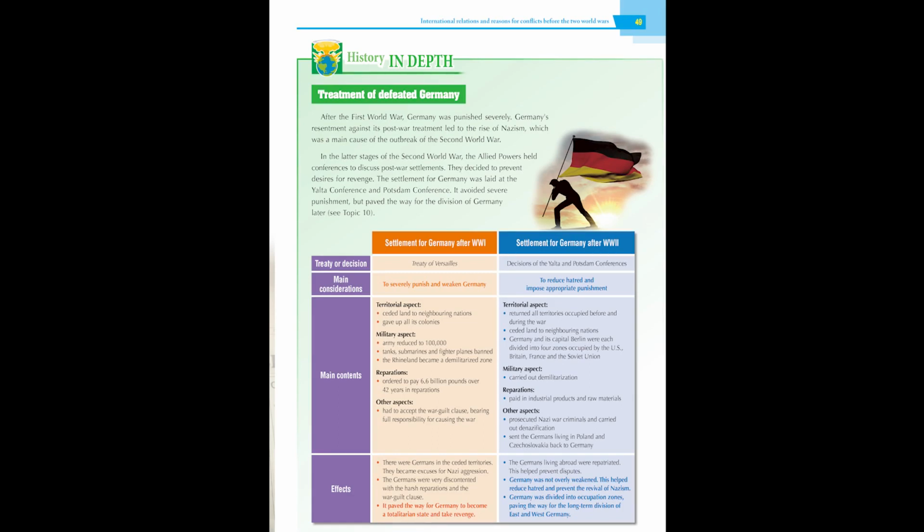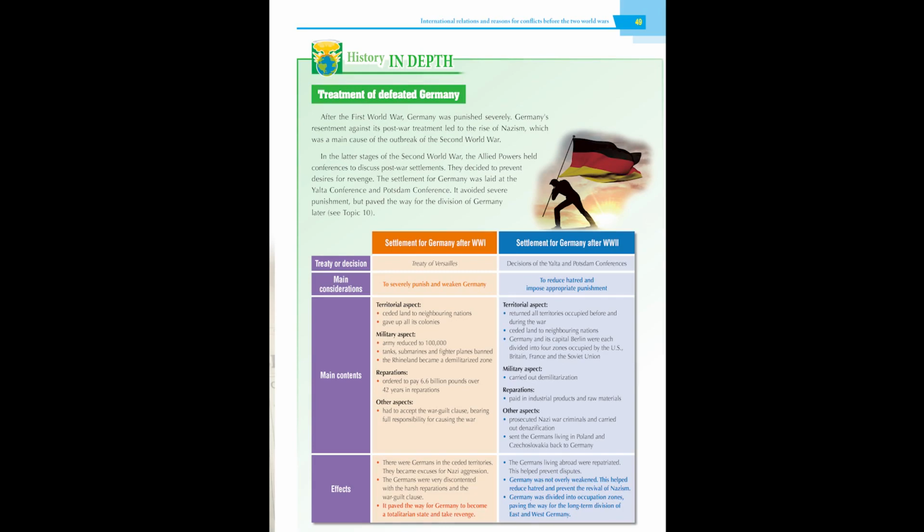Settlement for Germany after the First World War. The Treaty of Versailles. The main consideration was to severely punish and weaken Germany. The main contents: territorial aspect, ceded land to neighboring nations, gave up all its colonies. Military aspect, army reduced to 100,000. Tanks, submarines, and fighter planes banned. The Rhineland became a demilitarized zone.